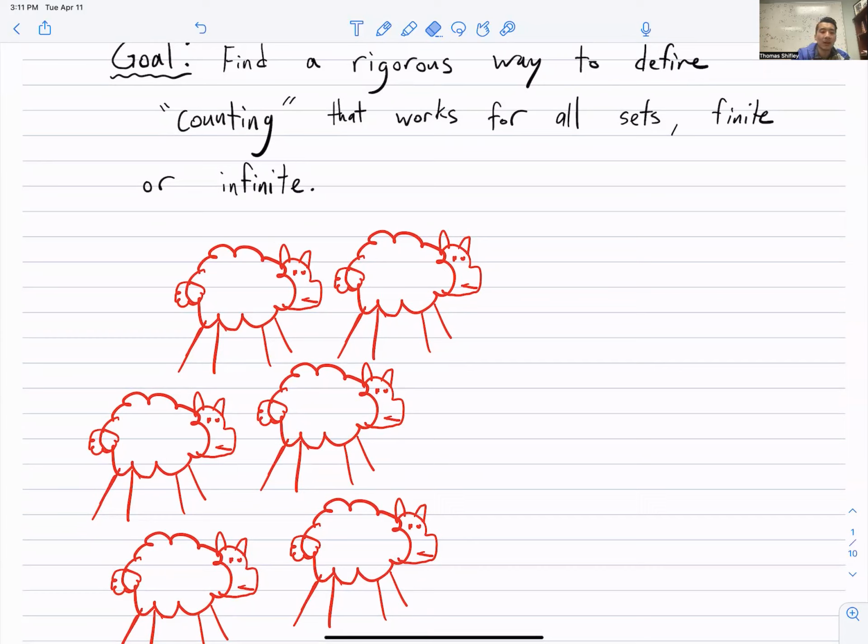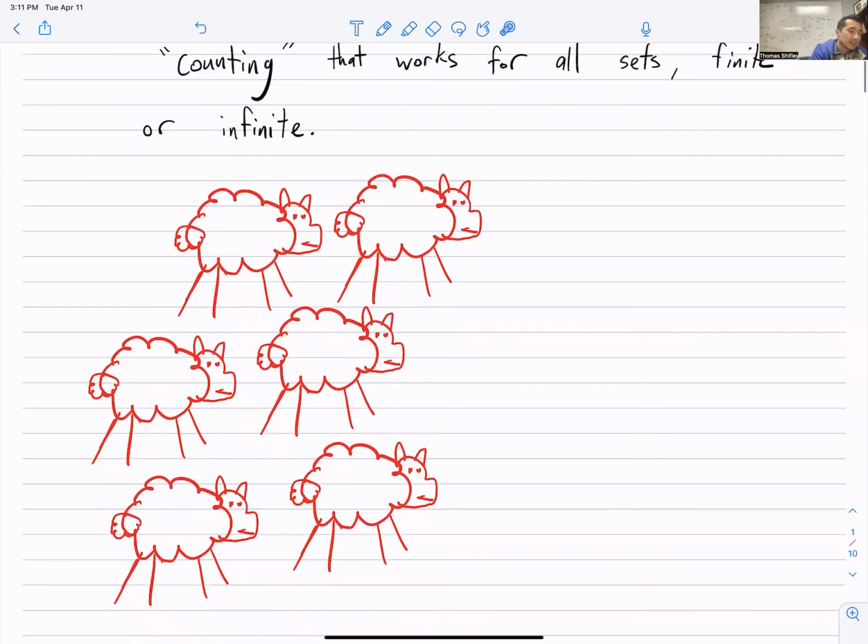And so that's where we're going to come up with what seems like a strange definition at first for counting, or how we tell the sizes of sets. But to motivate the definition and why it makes sense, let me give you a silly example. Let's say we have some sheep, right? And I want to go with my son Josiah and count sheep.